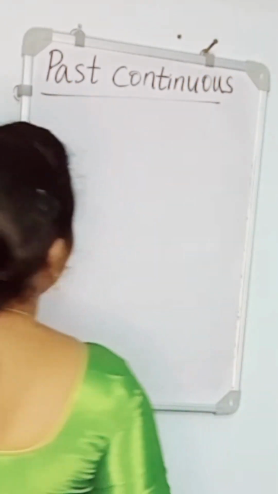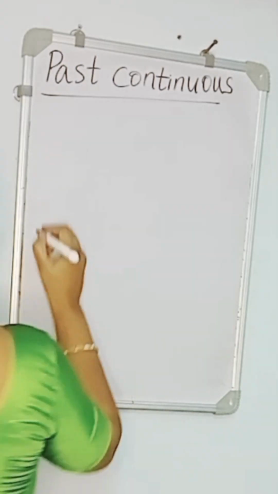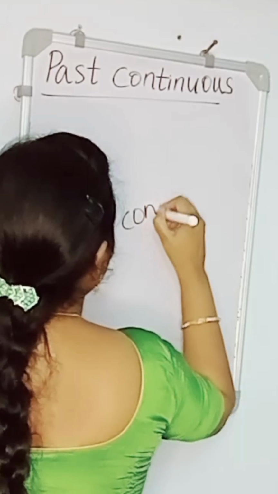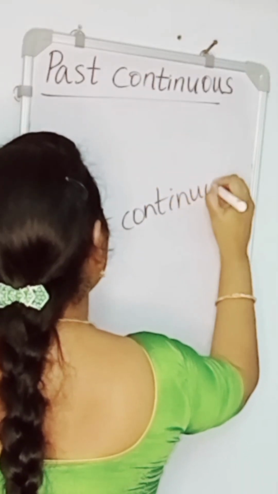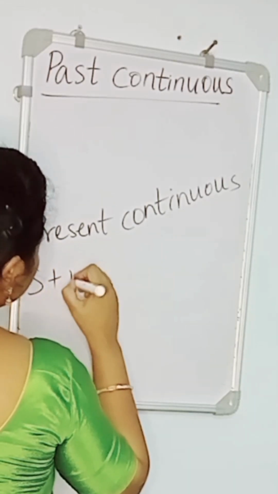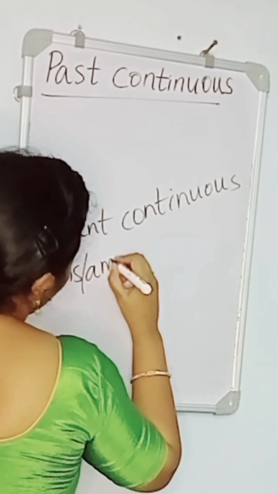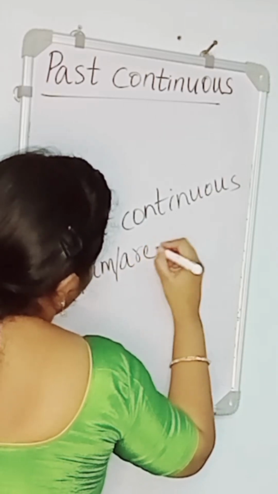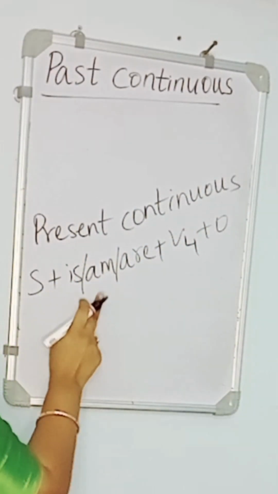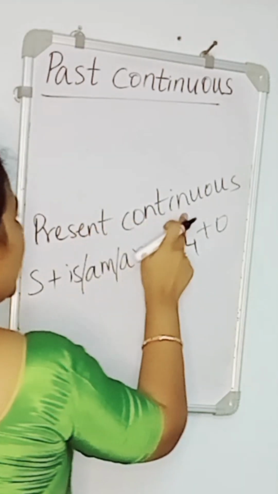Okay, this is past continuous. In the present continuous, what is the syntax? Do you remember? Subject plus is, am, are plus V4 plus object. Okay, this is the syntax for present continuous.